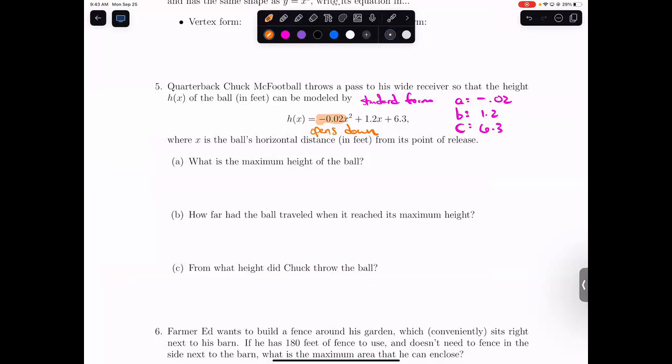Vertex, though, is an ordered pair. It's got an x and a y coordinate. Which of those is the maximum height? Like, how do I answer part A? Yeah, this would be the y coordinate of the vertex. What does the x coordinate of the vertex tell us? How far it traveled before it got there, right? So the x of the vertex, that's how far it traveled before it got to that maximum height. This is the maximum height.